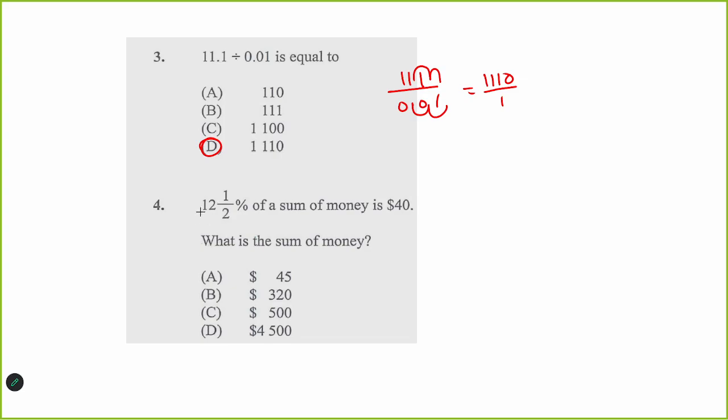This one, everyone here should know that 12.5% is 1 over 8. Alright? That's something you're supposed to know. 1 over 8 multiplied by some number is equal to 40. So what's the number?